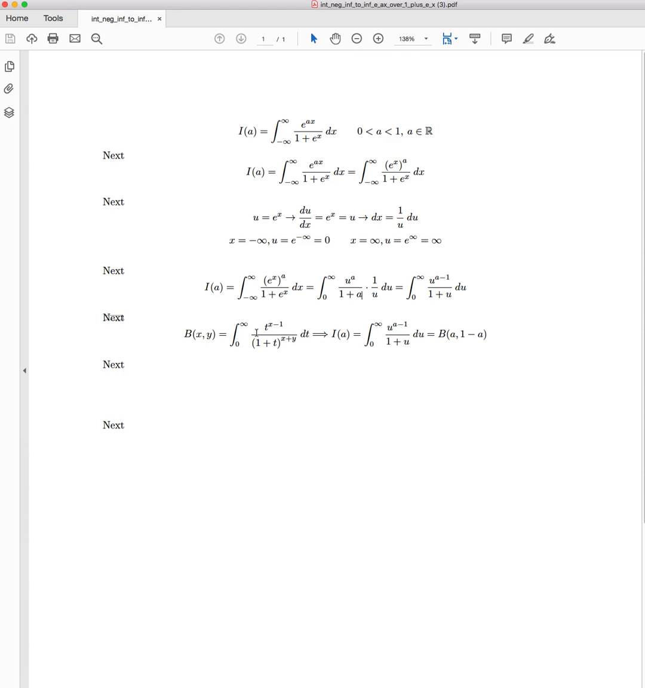Oh, and again, sorry, I just want to clarify something really quickly. I just said the condition is that the real parts of x and y have to be greater than 0. That is because the beta function can be defined in terms of the reals or within the complex.